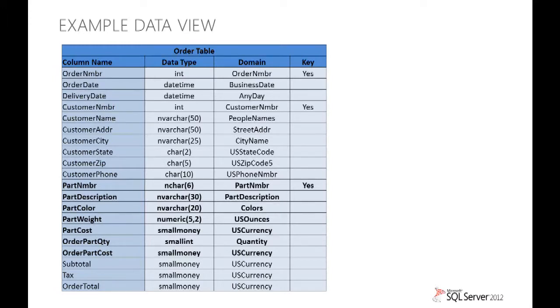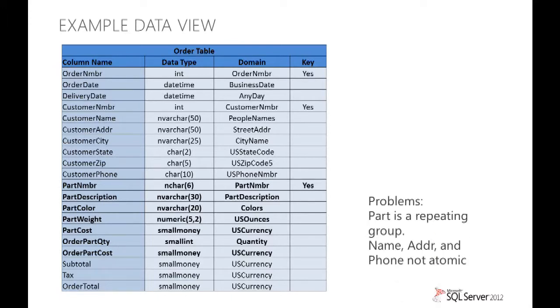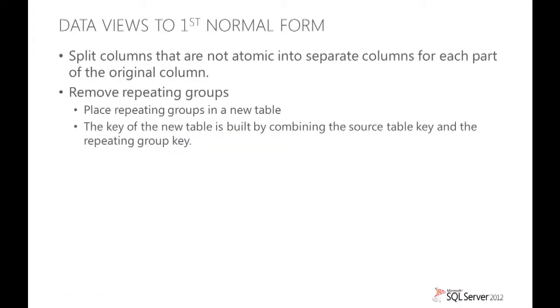So we start looking at this in terms of the rules for first normal form, and the first problem we've got is that part is a repeating group, so we need to pull that apart into separate columns. And then name and address and phone number have these problems that there are groups within, there are nodes within those values. They're not atomic columns. And so the rules to get to first normal form are, first of all, any of those columns that are not atomic and have subnodes that we need to work with as part of our business rules, we need to separate those into separate columns. And then we also need to remove the repeating groups.